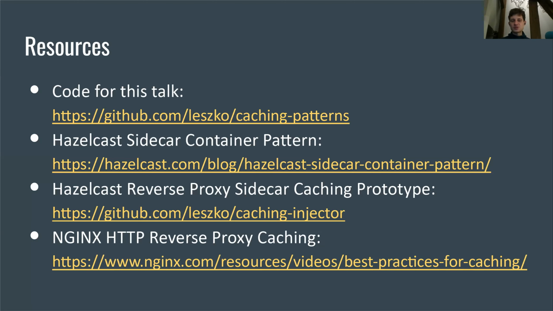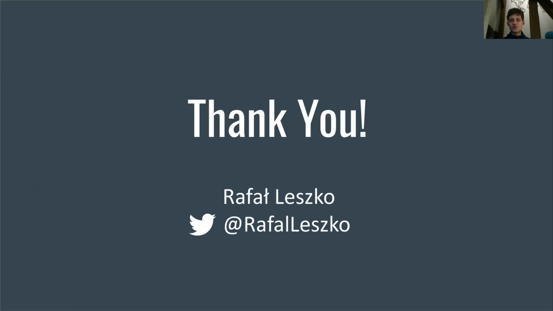As the last slide for this talk, I would like to give some resources. The first one is the source code for each of these patterns, so if you'd like to see how they look in practice and how their implementation looks, you can try them on your own. The second link is a blog post about how to set up Hazelcast as sidecar caching. The third one is a prototype we did for reverse proxy sidecar caching, but it's on the prototype level, so nothing that you can really use in production. And the last one is a very good video talk about Nginx as a reverse proxy caching solution. With this last slide, I would like to thank you, and I'm open if there are any questions.